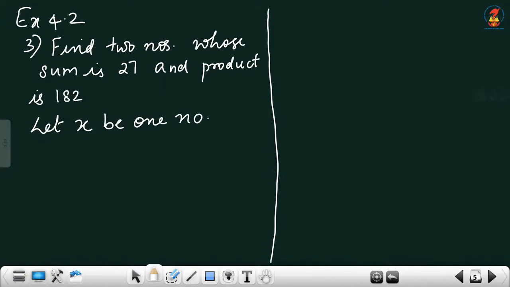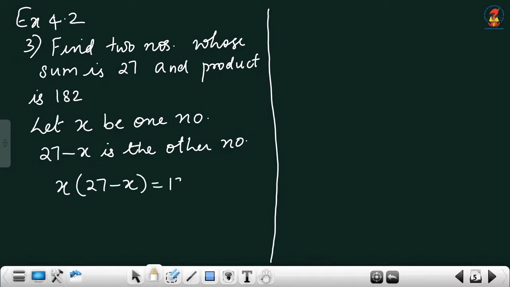Find two numbers whose sum is 27. So if x is the first number, then clearly the second number is 27 minus x, the other number. So x is the first number and 27 minus x is the other number. So what is given? The product is 182. So x into 27 minus x is equal to 182.